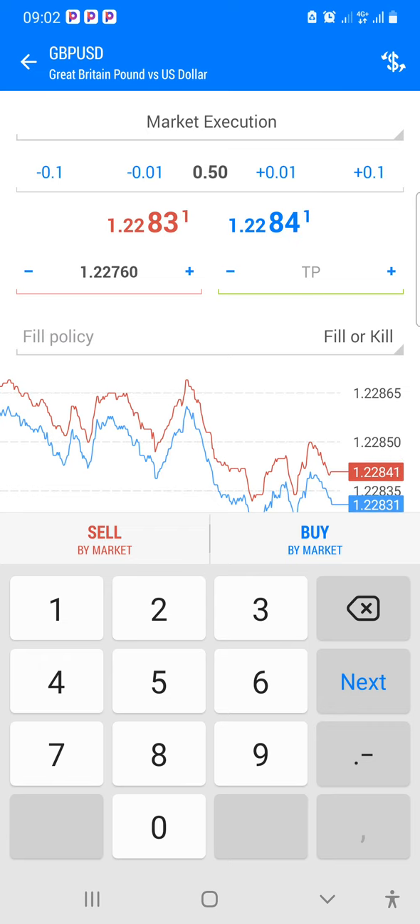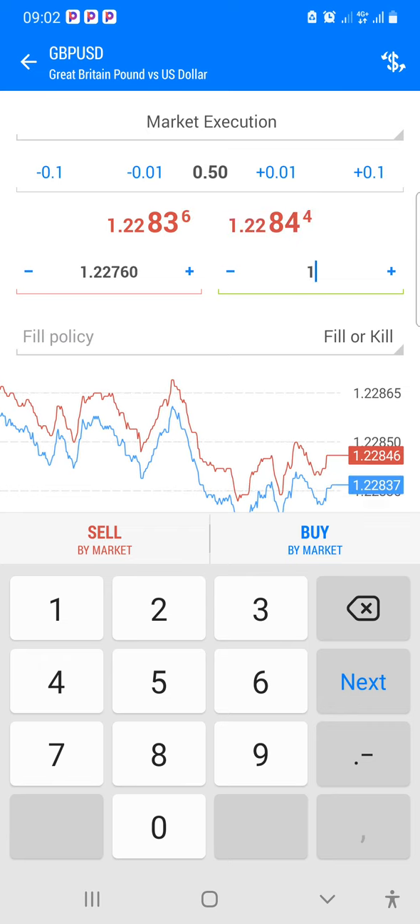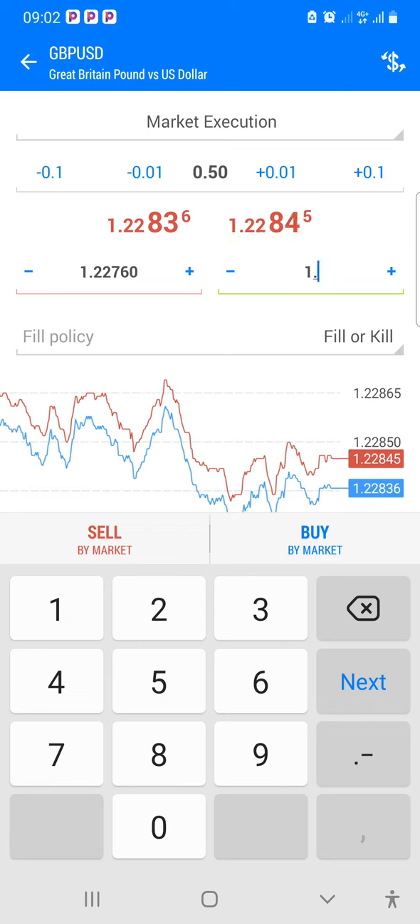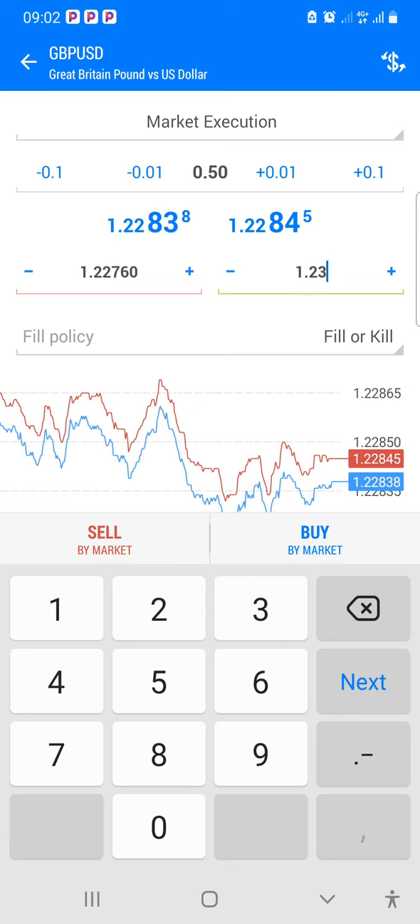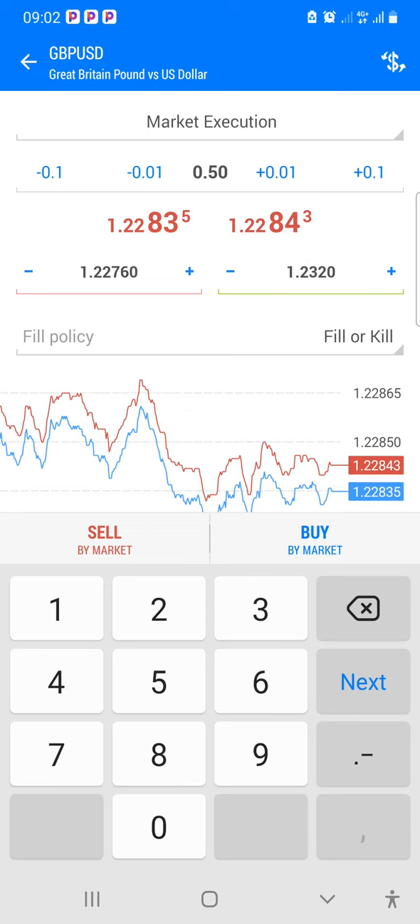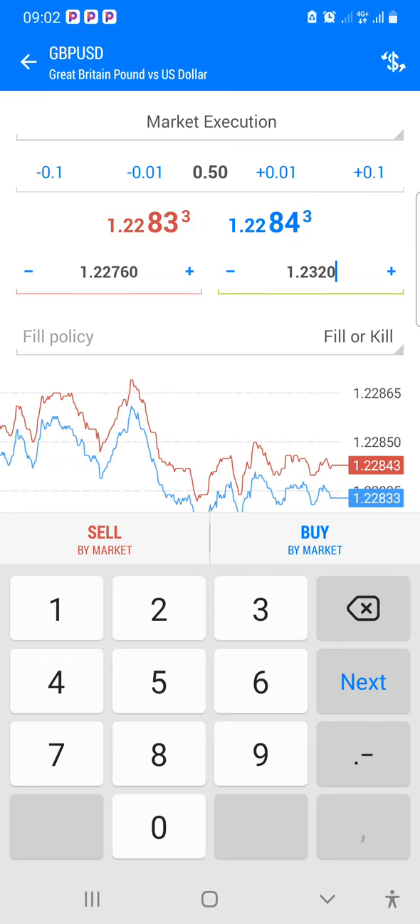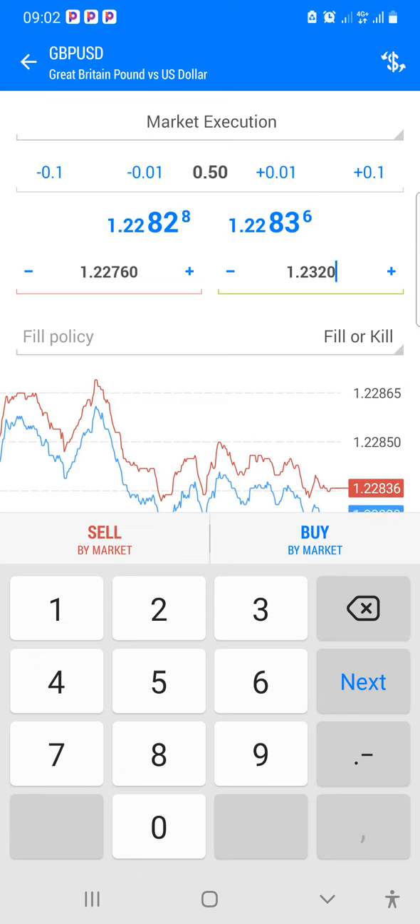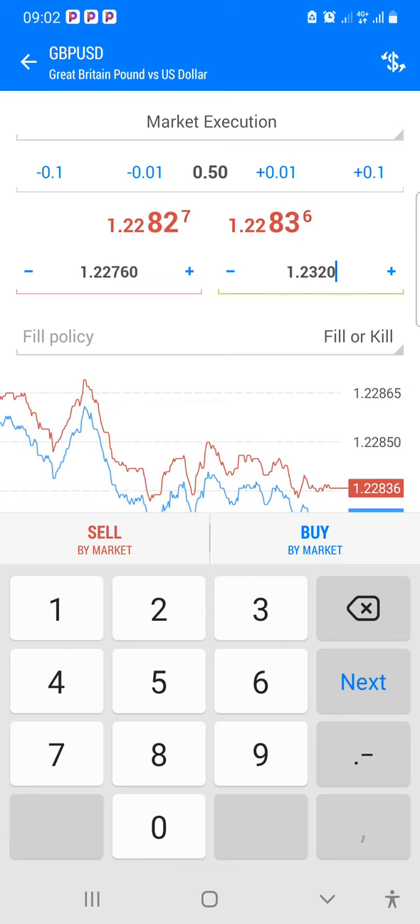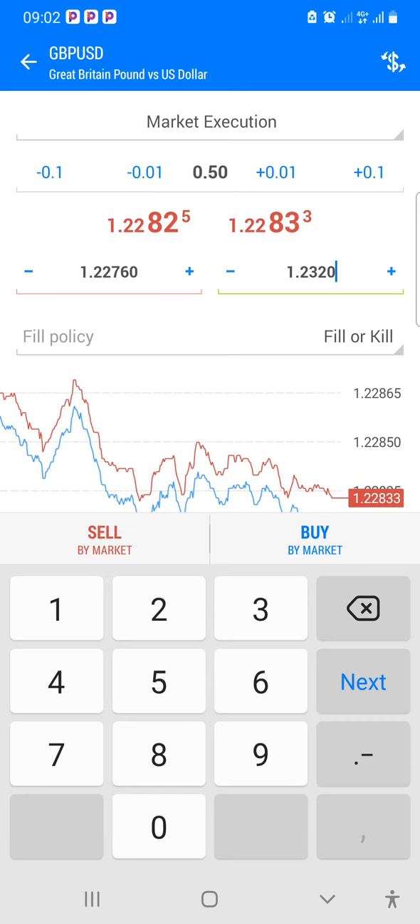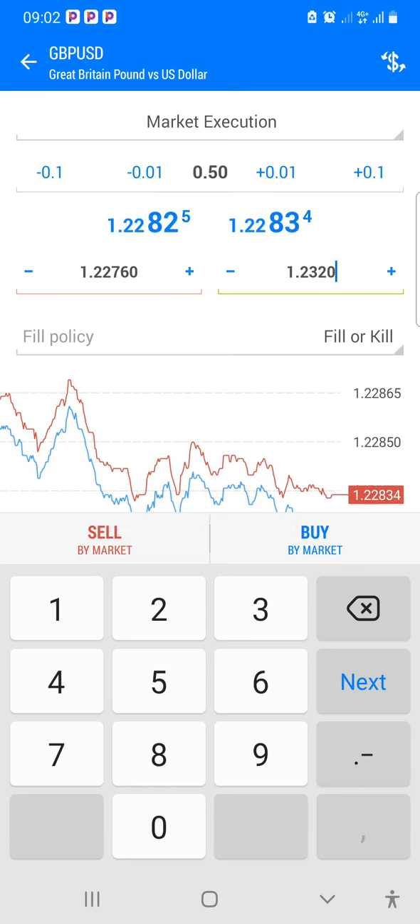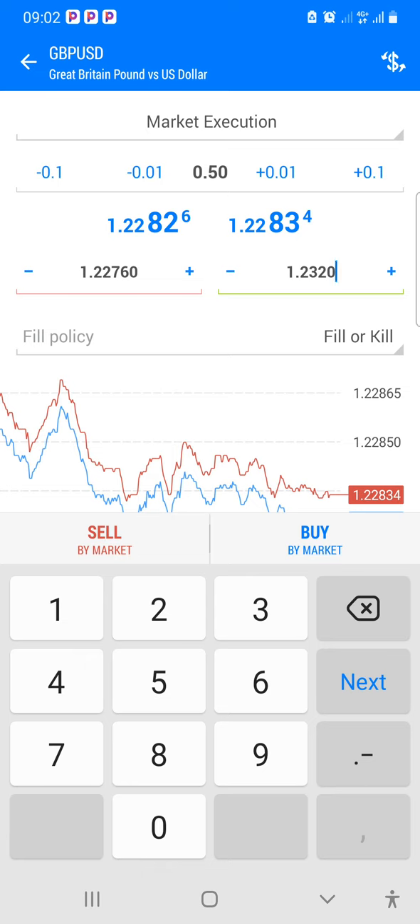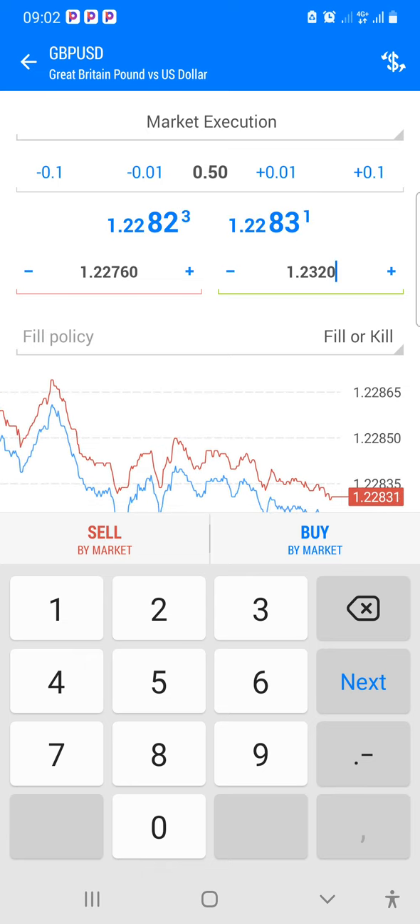Then TP is 1.2320. That's how many pips? 17 plus 20, that's 37 pips for a stop loss of 7 pips. That's how many risk to reward? That was like 1:5. So this is good.